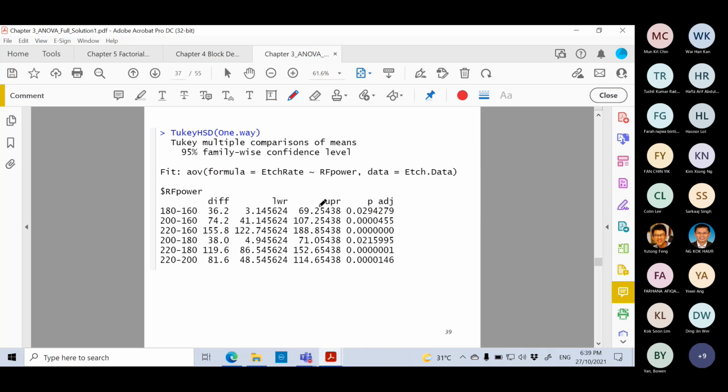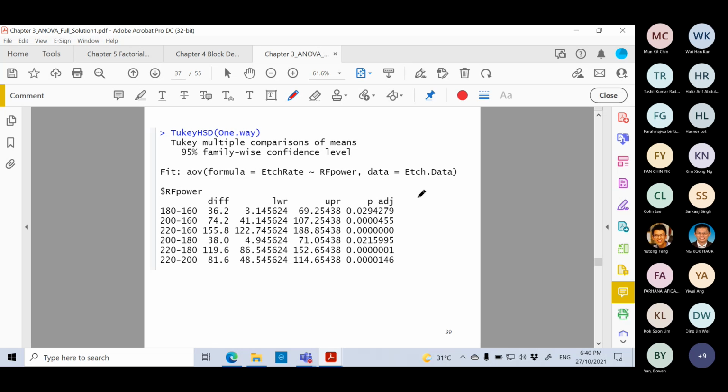Okay. So this one they calculate here. Then after that, if you use 200 minus 160, this is what you have: the lower interval and the upper interval. After that, they also give you the p-value here. If you still remember, this thing is the p-value, and it will be compared to the alpha.